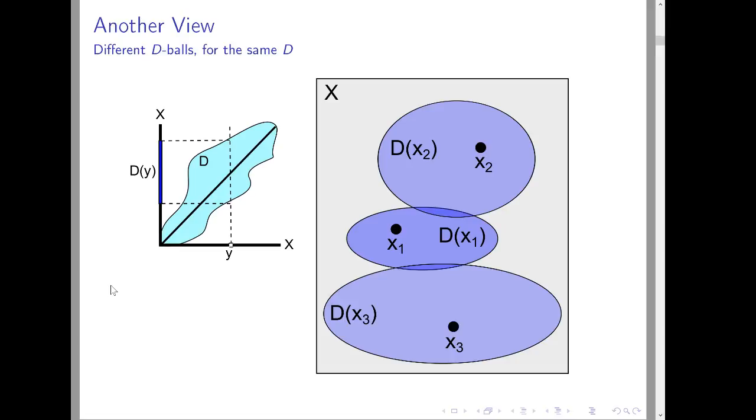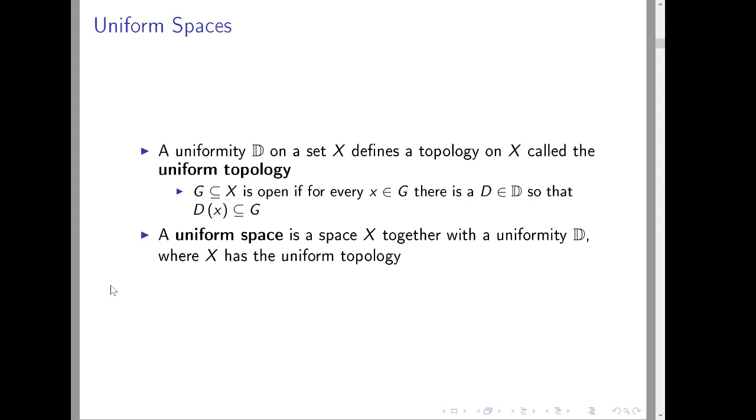So how do uniformities generate topologies? Well, a set is open in what's called the uniform topology if for every point in that set you can squeeze a D ball around it, completely contained inside the set that you're claiming is open. So a set together with a uniform structure on it, this blackboard bold D, is called a uniform space, and the topology on X is the uniform topology.